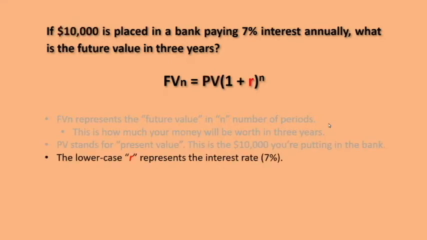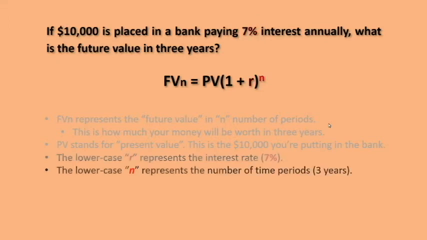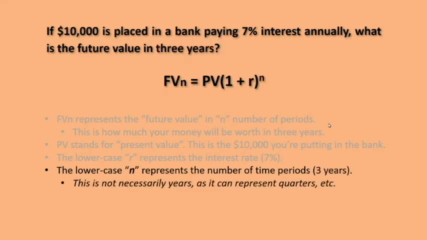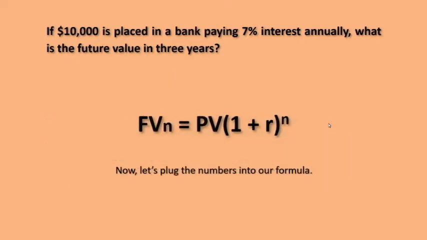How about lowercase r? That represents the interest rate. Again, that's also included in the problem, as well as lowercase n representing the number of time periods, which in this case is 3 years. However, let me let you know, it's not necessarily always years. It could be representing quarters or whatever, depending on the problem.